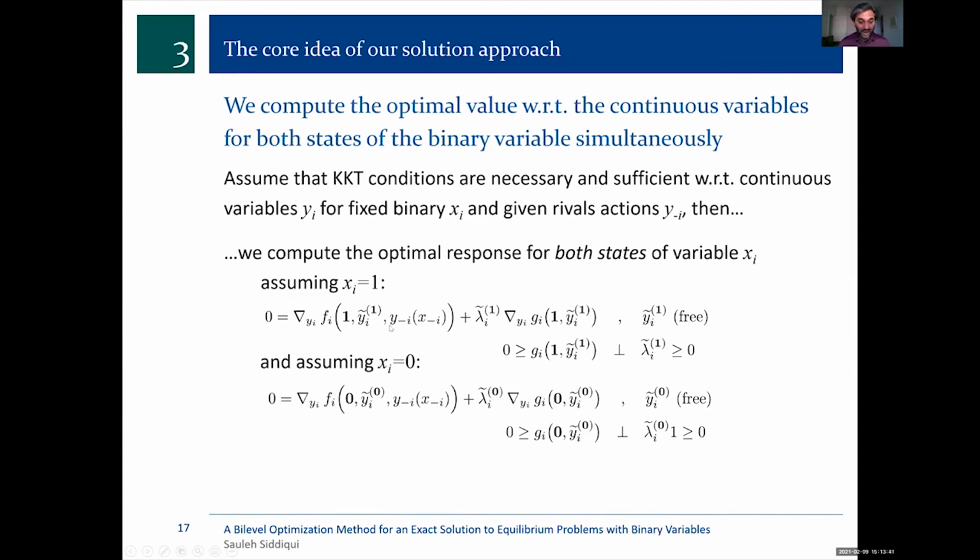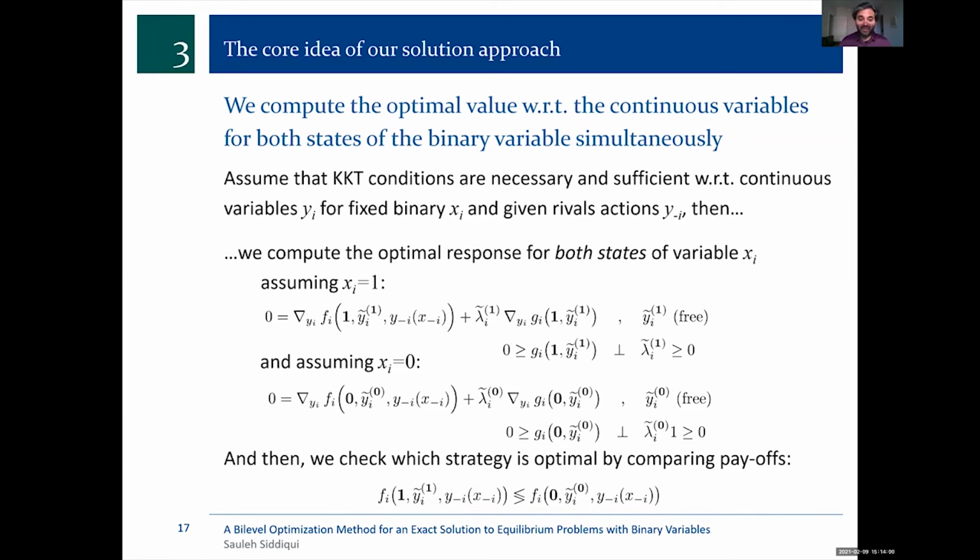Right. And by the way, we have to compute both. So we have to compute what the binary variable will take, but also what the continuous response will be for the particular decision of our binary variable. And then we check which strategy is optimal by comparing payoffs. So this is where the bilevel comes in. Our upper level objective helps us compare these two. Is it more profitable to turn on, or is it more profitable to turn off?